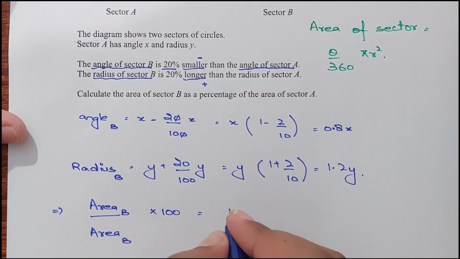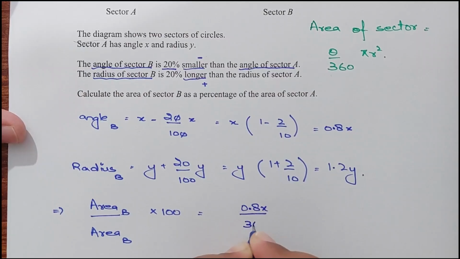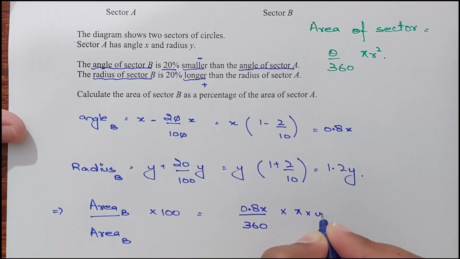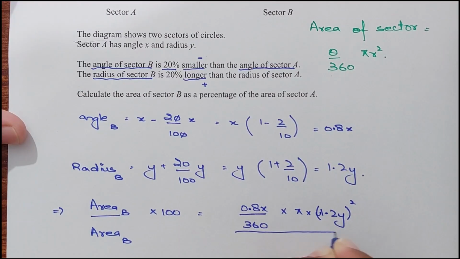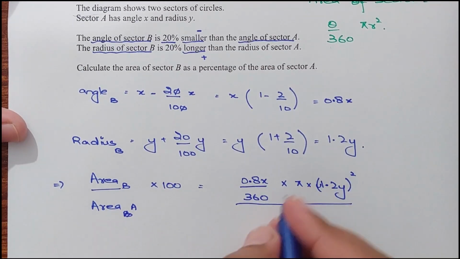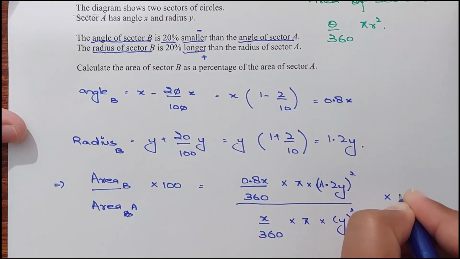So area of B, what is B? B's angle is 0.8x divided by 360, times pi, times the radius, which is 1.2y, its whole square. And this is going to be divided by the area of sector A over here: x over 360 times pi times y square, multiplied by 100.